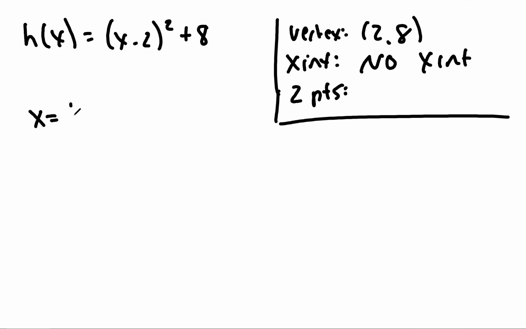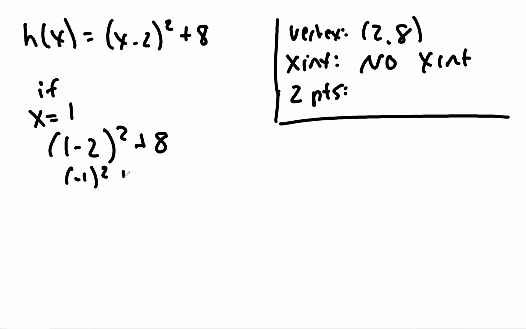And so if x were equal to 1, then I would have 1 minus 2 squared plus 8. And so 1 minus 2 is negative 1, and negative 1 squared is 1, and 1 plus 8 is 9. And so I have the point (1, 9). And so here's one of those points, (1, 9).